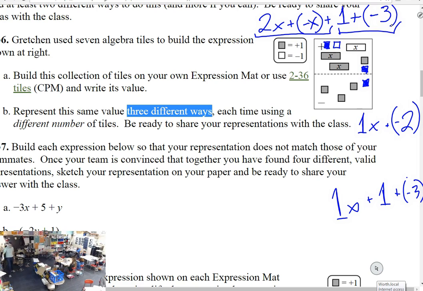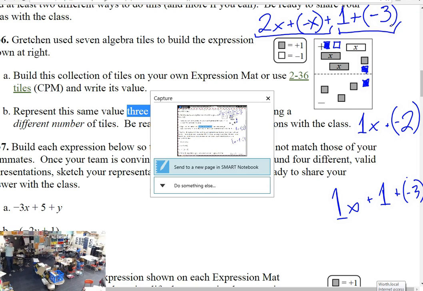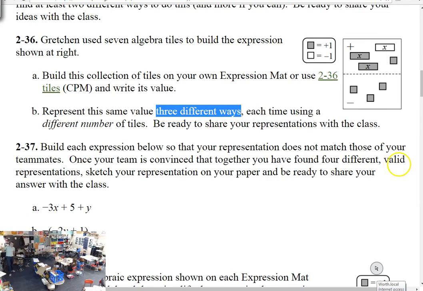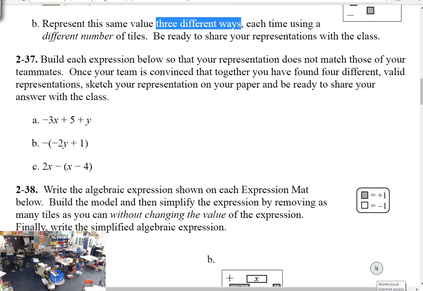So, capture this real quick. In 37, build them so that your representation does not match your teammates. You've got to all agree that each of you has represented what's up there in most of these three different ways, but three or four different ways. Sorted them out. Okay, what do we need?